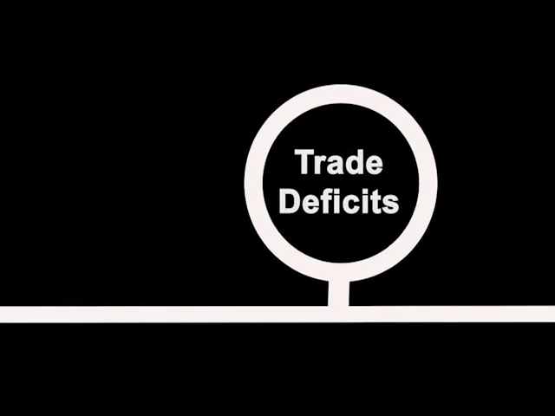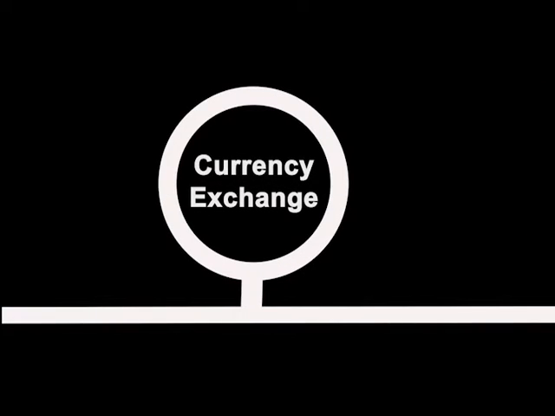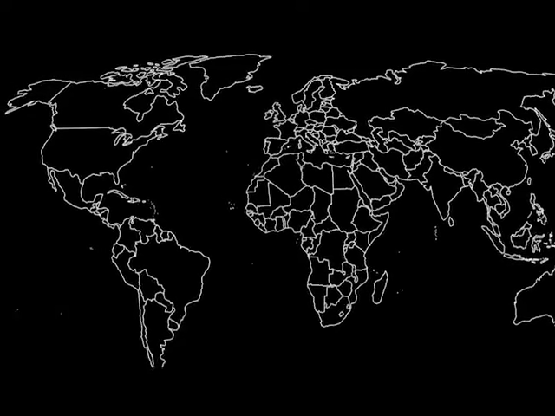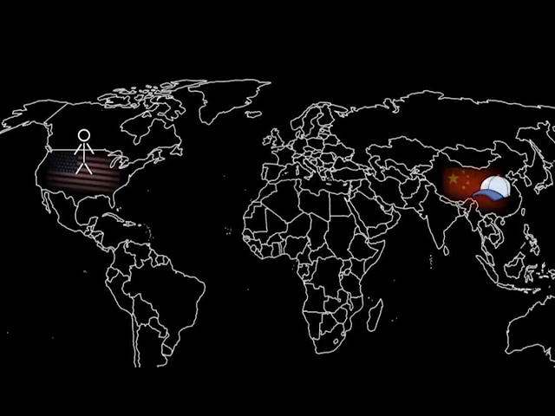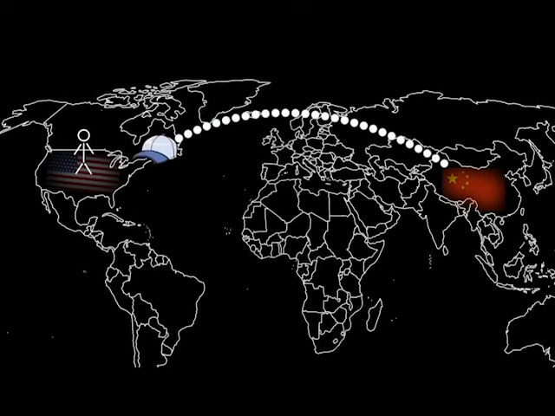So, to understand how the trade deficit works, we first have to understand how the international currency exchange market works. We can do this with a simple example. Let's say that you are an American consumer, and you want to buy a hat from China. You will pay for that hat using your American dollars.